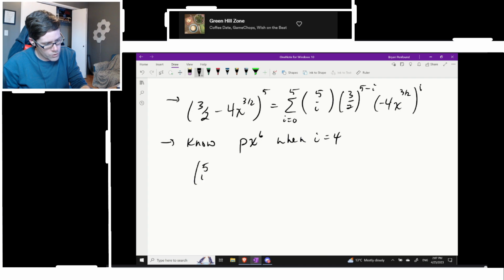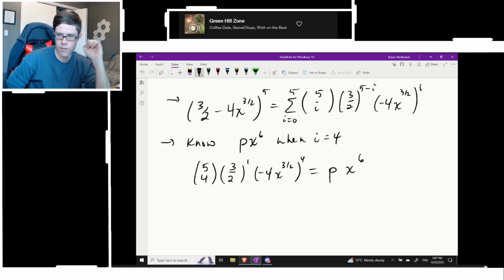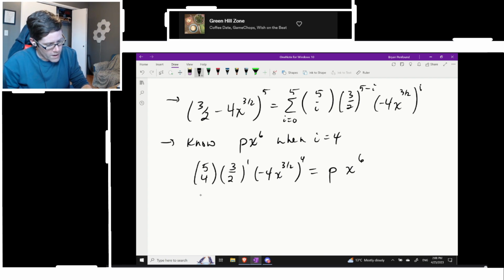So we need 5 choose 4. We have 3 halves to the 5 minus 4, so the power of 1. And then we're going to have negative 4x to the 3 halves to the 4. And this should be equal to px to the 6 if we've done everything correctly. 5 choose 4 is just 5, isn't it?